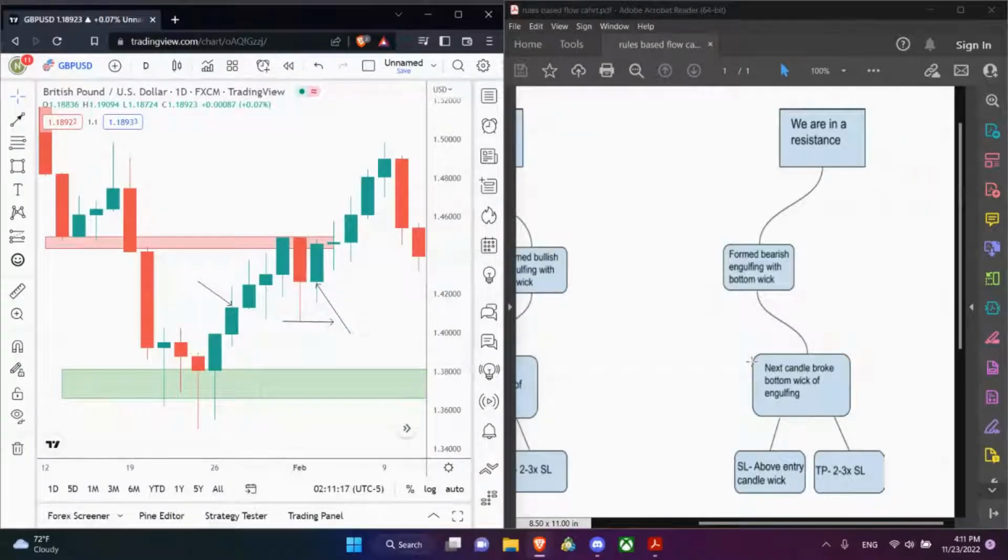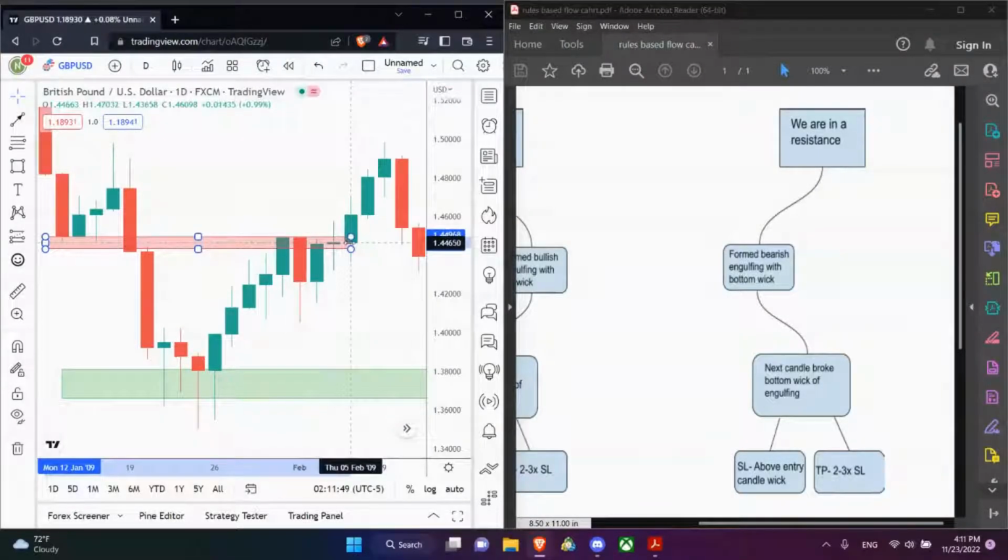Now, if you want to make the flow chart a lot more visual, you could put if-then. So if we're in a resistance, then you would put a then bubble with some lines, okay? For this example, next candle broke bottom wick of engulfing. You could put yes, no. If no, then don't trade. If yes, then move to the next rule, right? So in this case, it did not break the bottom wick, so we're not going to take a trade, okay?